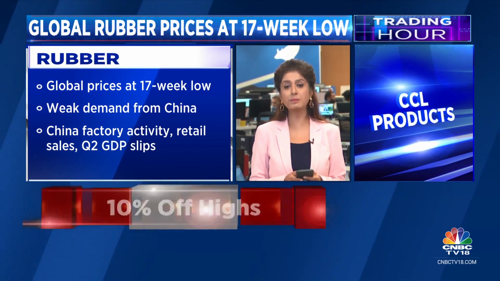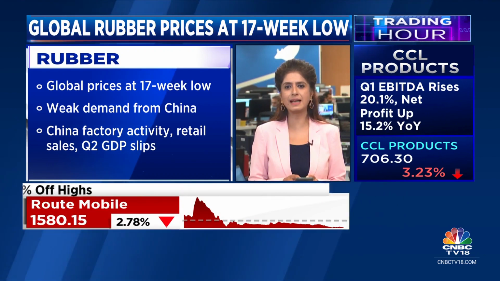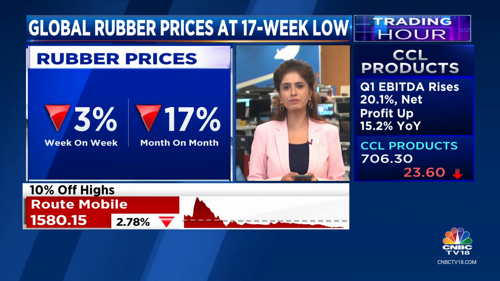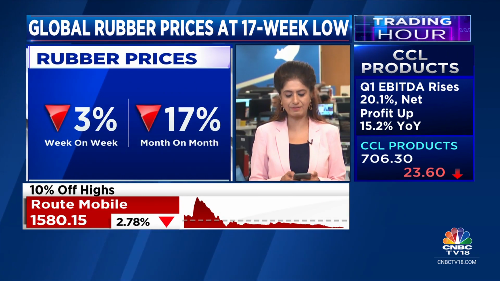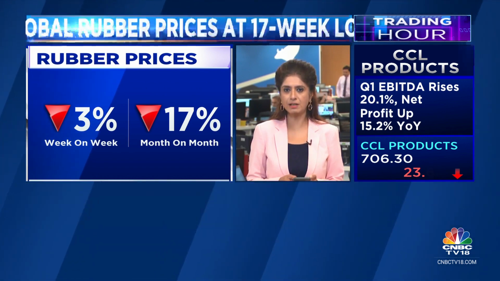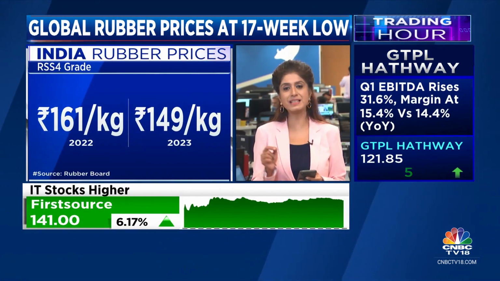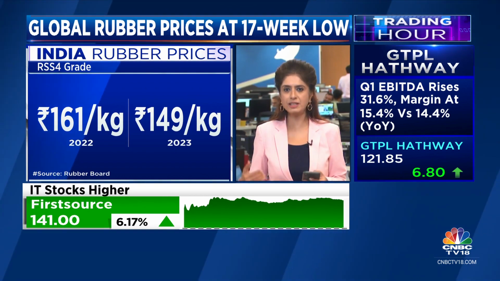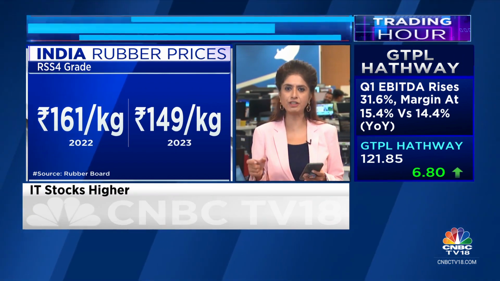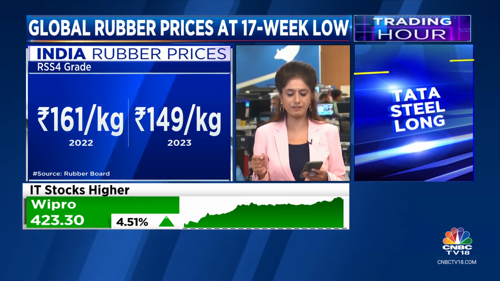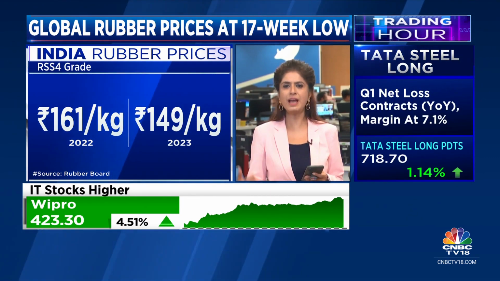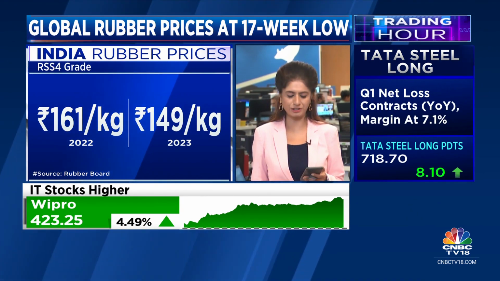in the case of rubber prices there. So if you look at the previous week, we've seen rubber prices decline by 3%, and for the month, we've seen prices now decline by nearly 17%. In the Indian markets as well, if last year an average rubber price closing was at 161 rupees per kg, for this year in 2023, the average for rubber RSS4 is at 149 rupees per kg. We have seen prices decline all the way to 143 as well.